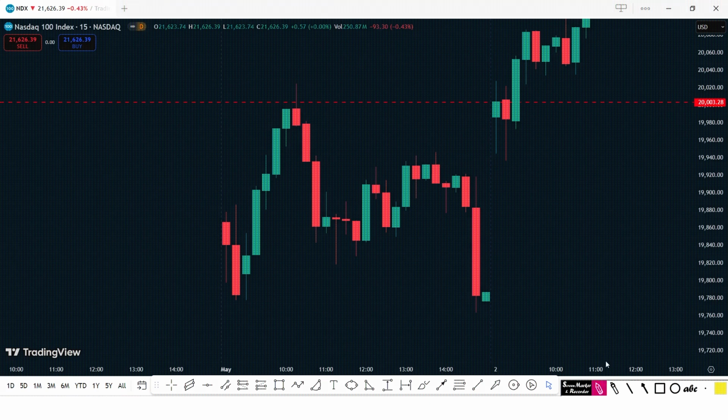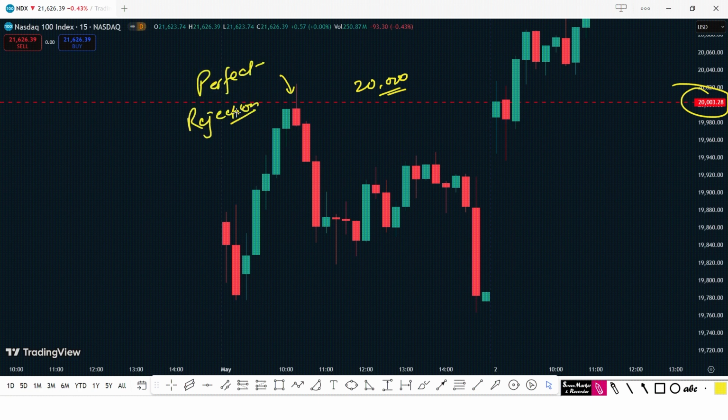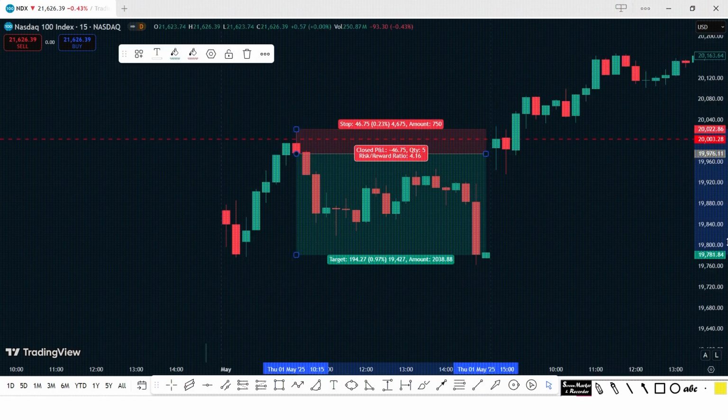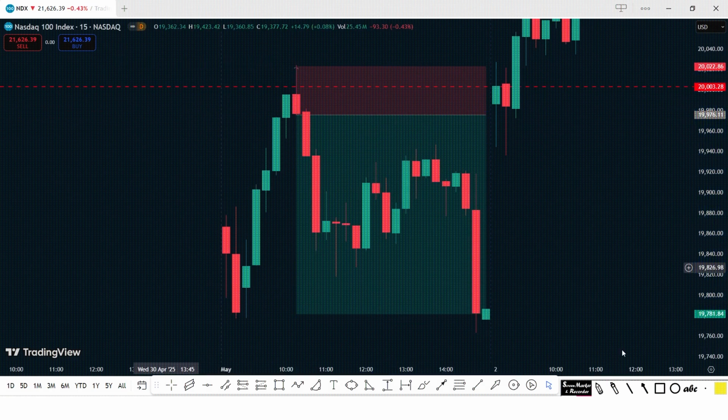Now, another key setup is when price approaches round number levels. These are psychologically important prices, typically multiples of 500 like 20,000 or 2,500 on the index. These levels often act as resistance, especially when price moves quickly toward them after a strong rally of 100 to 150 points. If an inverted hammer forms near one of these round levels, the chances of a reversal increase.